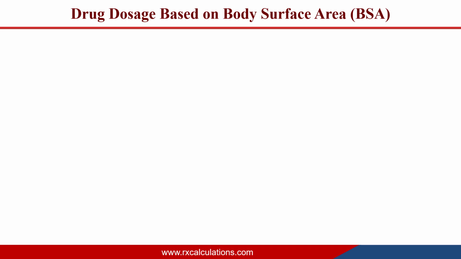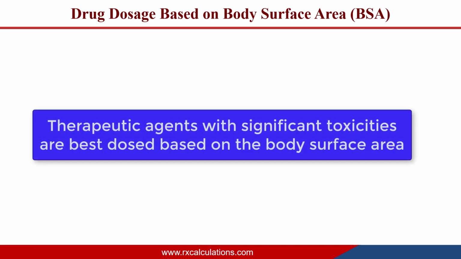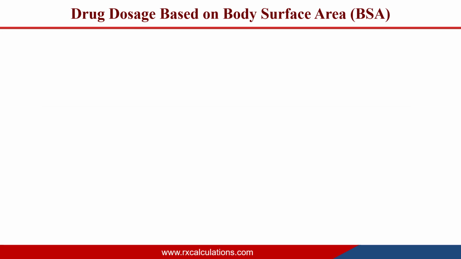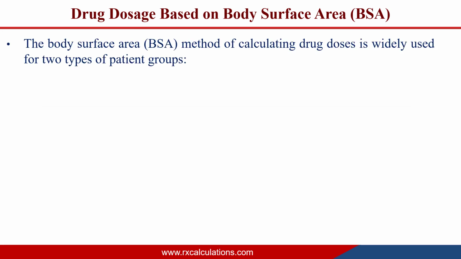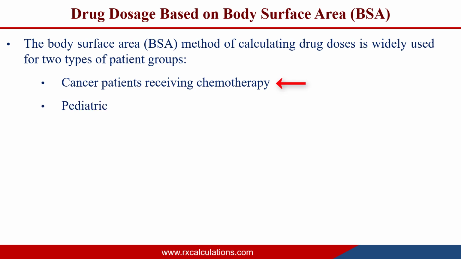However, there are some therapeutic agents, especially those with significant toxicities, which are best dosed on the body surface area. And the reason is that calculating drug dose based on body surface area has been shown to give the best dose-response relationship for these therapeutic drugs. Now, the body surface area method of calculating drug doses is best suited for 2 scenarios. The first being chemotherapy, where cancer patients received antineoplastics, and the second is for pediatric patients.